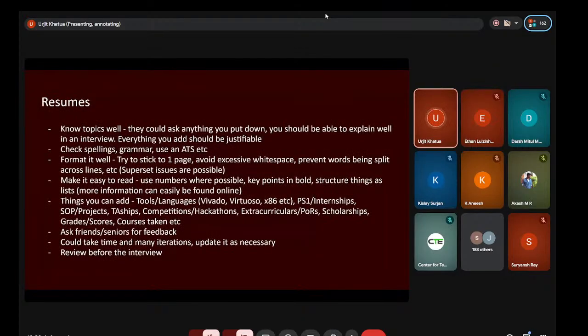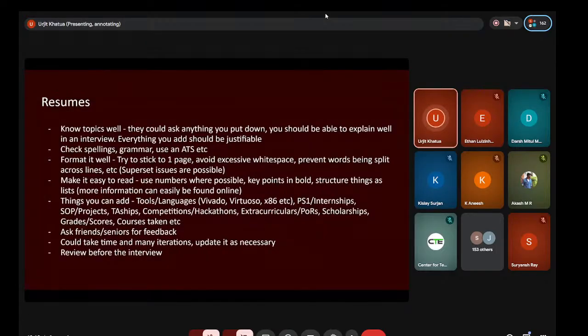Okay, resumes. I think the way most of these companies work is that the OAs and the resumes are considered together. But yeah, whatever you put down on your resume should be something that you know well. There is obviously a chance that anything you put down could be asked. You of course shouldn't be making up things. Everything you put down should be something that you can justify.